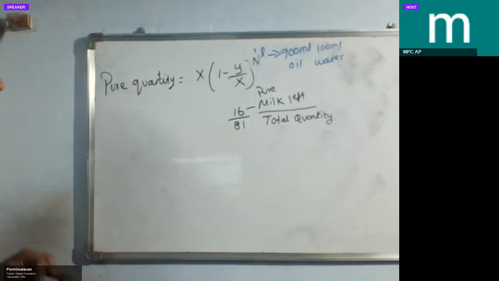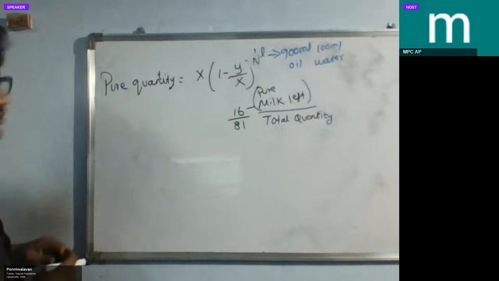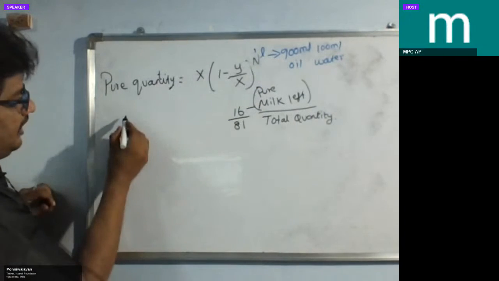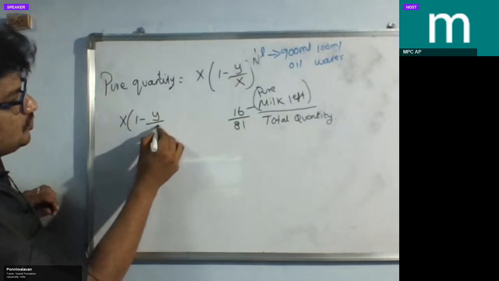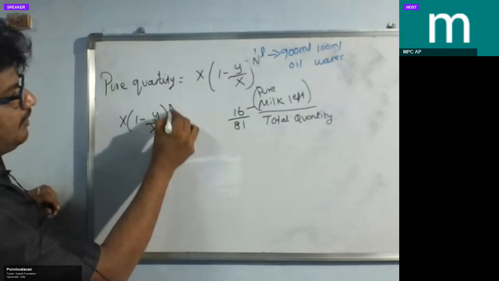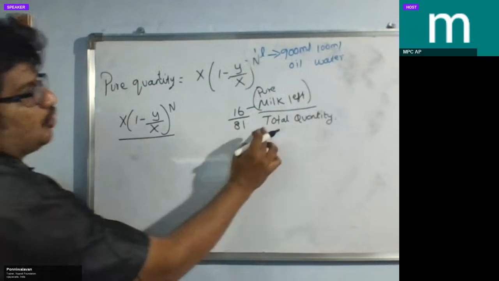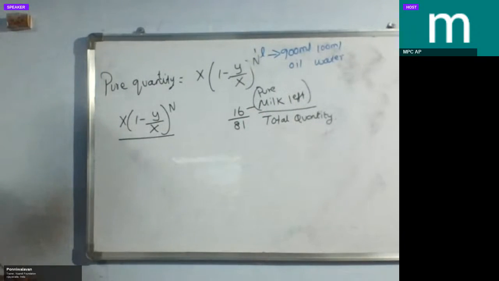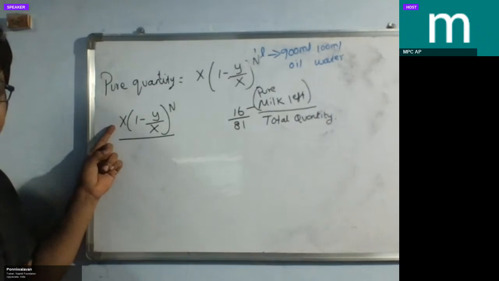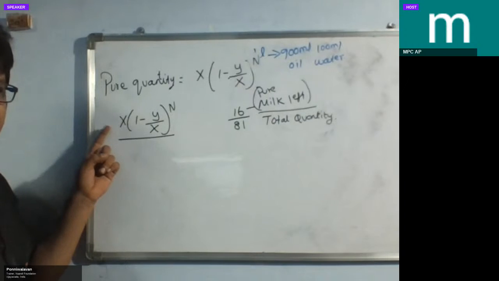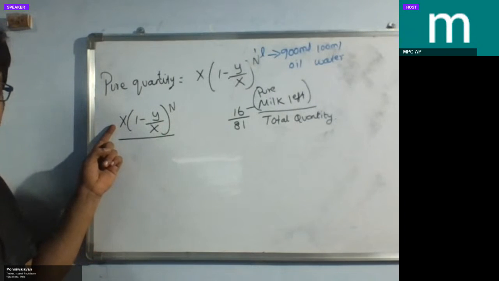How will you find the pure milk left? We have a formula: X into (1 minus Y by X) whole power N. So this is the pure milk left, divided by what is the total quantity? In this formula, can you tell what the total quantity is? X.